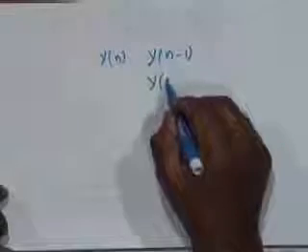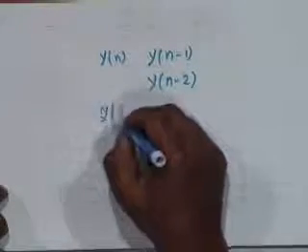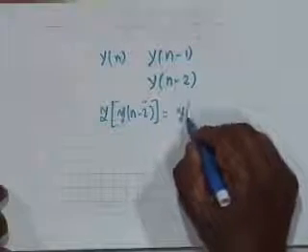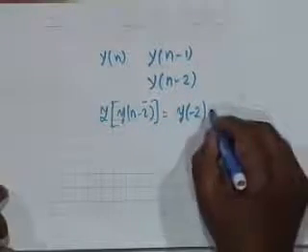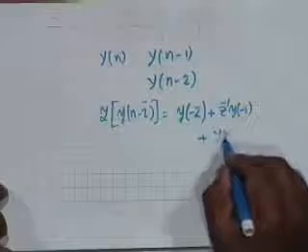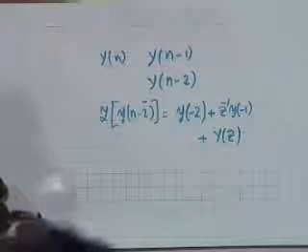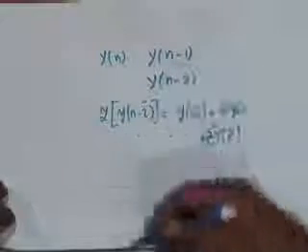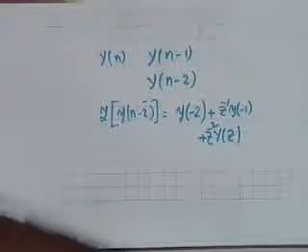Suppose we had a second order difference equation. Suppose we had, in addition to y of n and y of n minus 1, also y of n minus 2. Then how would you transform y of n minus 2? It would be y of minus 2, you can easily show this, plus z inverse y of minus 1, plus z to the minus 2 capital Y of z. Similarly, you can extend it to other delayed functions. That completes my discussion on Z transform.